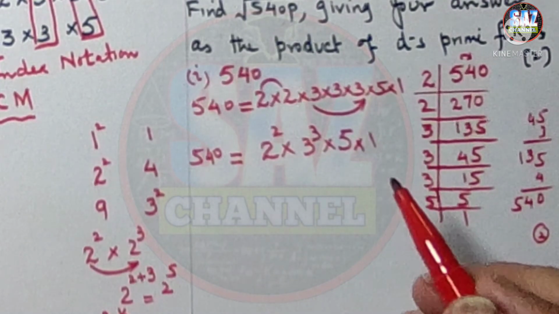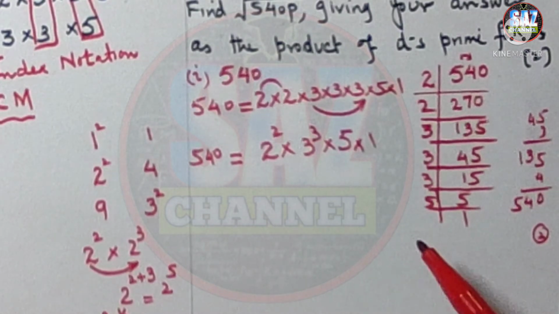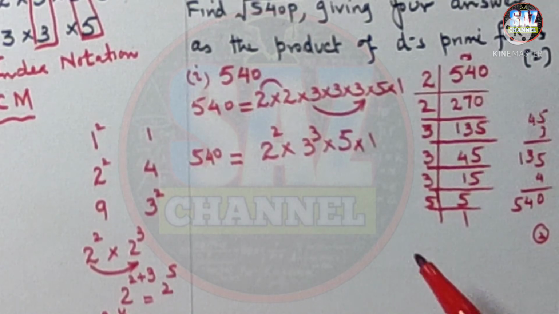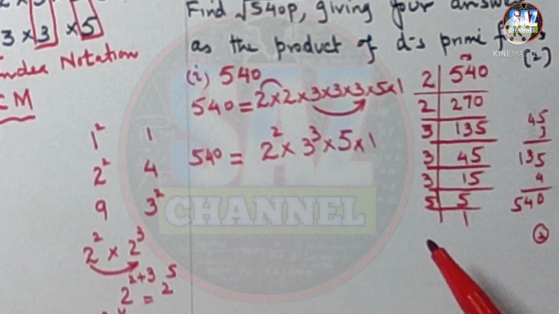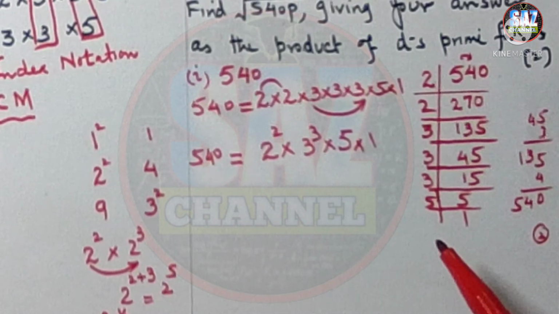I hope you are clear about how to make the prime factorization, how to express any number as the product of prime factors, and how to express the number in index notation. Okay students, please give focus on this question. In this question, I am teaching you the method of writing the number as the product of prime factors and expressing the prime factors in index notation as well.